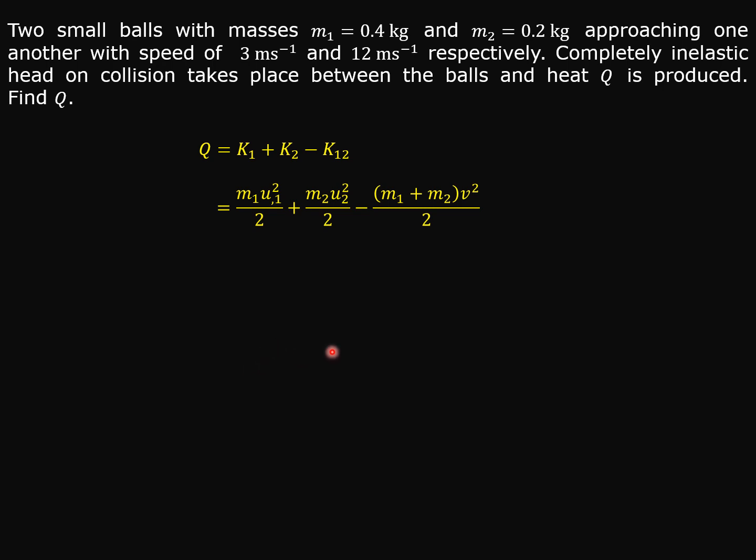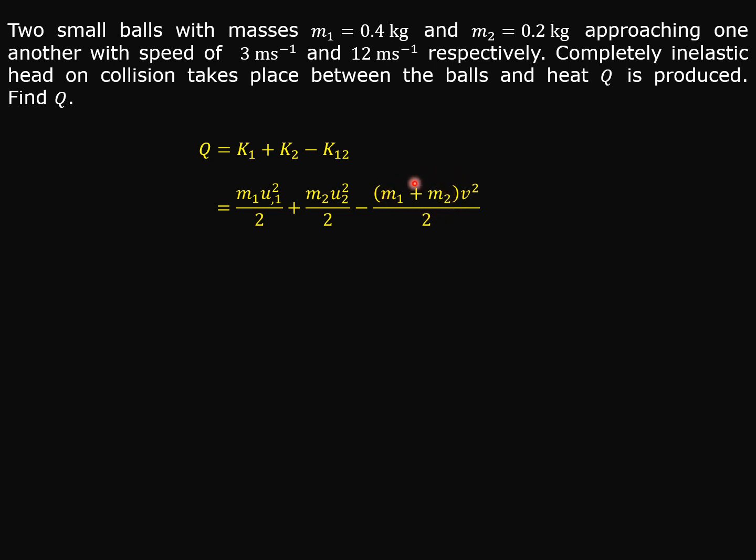Now let's start the mathematical calculations. We have Q equal to K1 plus K2 minus K12. So now we substitute all these expressions of the kinetic energy before and after the collision. K1 is half m1 u1 squared, K2 is half m2 u2 squared, and K12 is half m1 plus m2 times v squared.